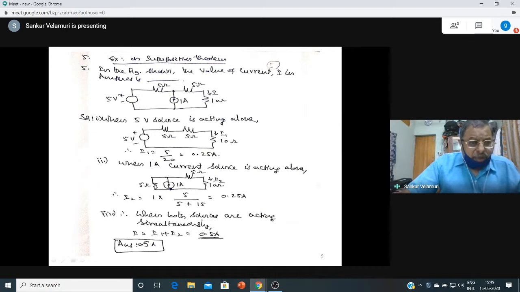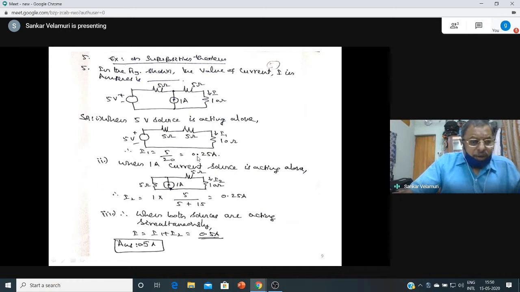Anyway, so opposite branch resistance divided by the sum of the two resistances. The sum of the two parallel branch resistances. There are two parallel branches, one with 5 ohms, and the other branch has an equal resistance of 15 ohms. So I is 1 ampere into 5 divided by 5 plus 15. That should not be ignored. Right? So that is 0.25.